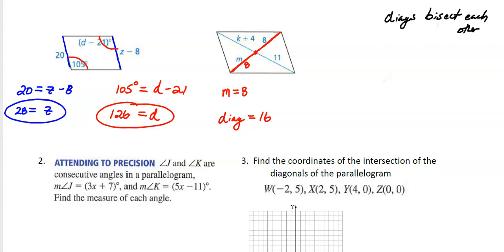If I look at the blue diagonal, if this side is 11, that means this other side also has to be 11. So when is k plus 4 going to equal 11? If I subtract 4 from both sides, I find out that k equals 7. So I solve for the variable. But if I wanted to know the whole diagonal, we'll call this diagonal number 2, the blue one, it's going to be a total length of 22. I just wanted to point out that in a parallelogram, you usually have a short diagonal and a long diagonal, unless it is a rectangle or a square, and then they're going to be congruent.